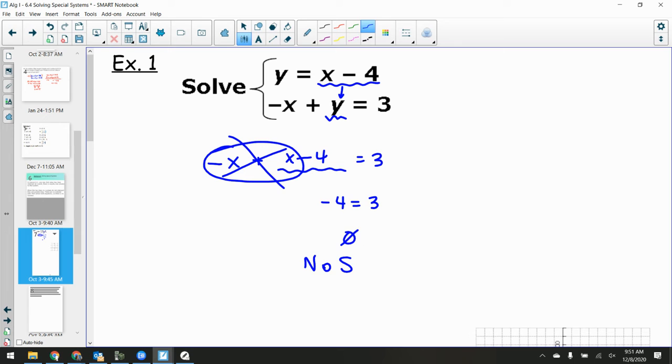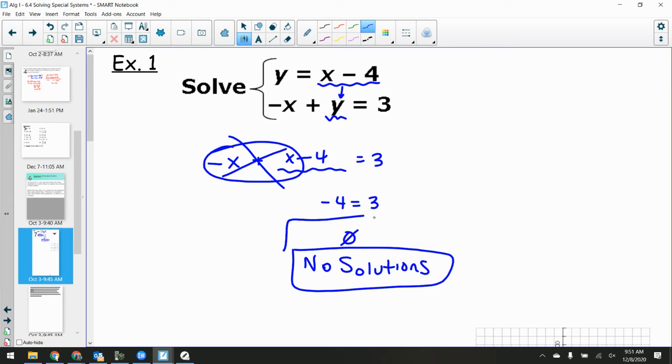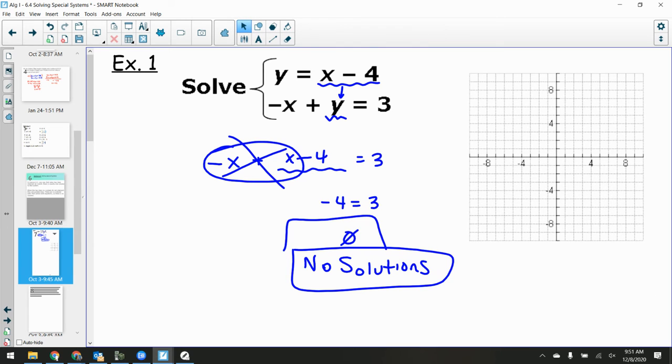Remember, that symbol means no solutions. You don't need to write it out if you want to just use the symbol. Either one of those are acceptable. Okay? All right, well, let's take a look here and see what would have happened on the graph. Let's just review solving by graphing.